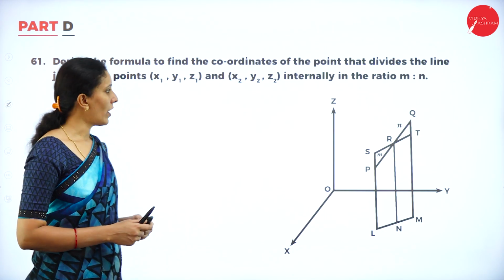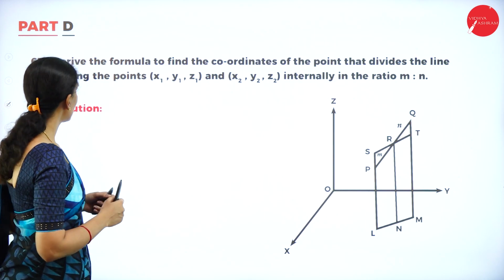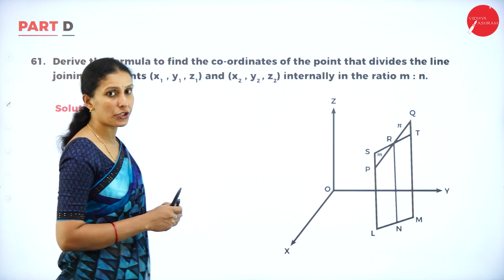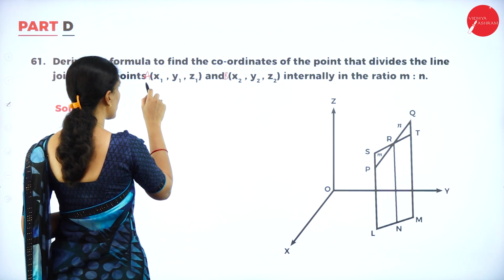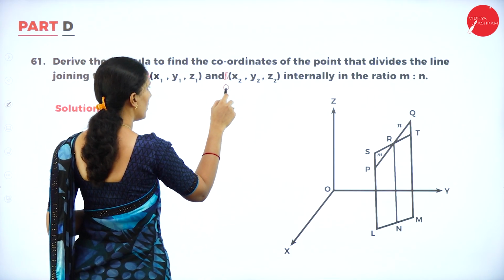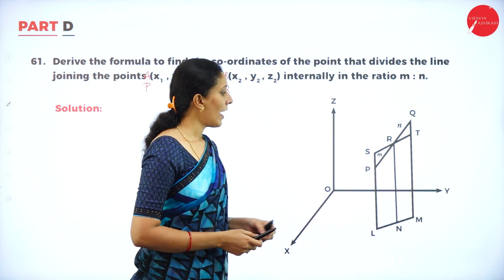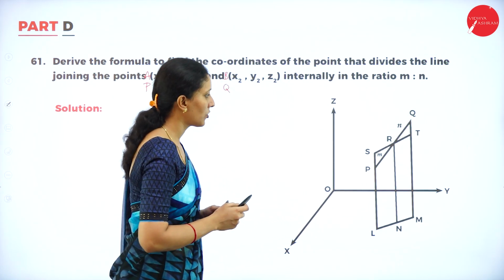So next one, derive the formula to find the coordinates of the point that divides the line joining the points x1, y1, z1 and x2, y2, z2 internally in the ratio m:n. Sometimes they will give you A and B here, or sometimes they will give P x1, Q x2, y2, z2 like that. So the coordinates may differ. Here I have taken the points as PQ. So this is the diagram for the section formula.